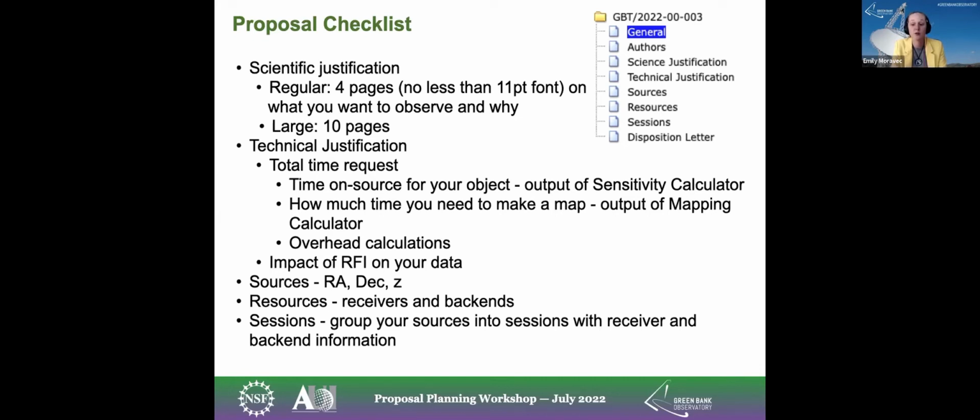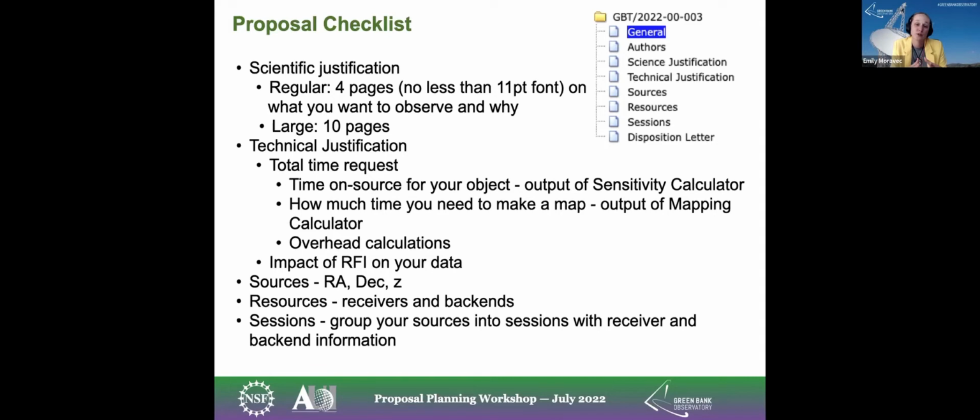That helps us reproduce your results and say, yes, this person requested the right amount of time. Or if it's not right, that's okay. We can help change that and work with you to get the right amount of time that you need. And then how much time you need to make a map. Again, please put the output of the mapping calculator directly into the technical justification, and then include explicit calculations of your overheads, how much overhead time you need and how you got there.